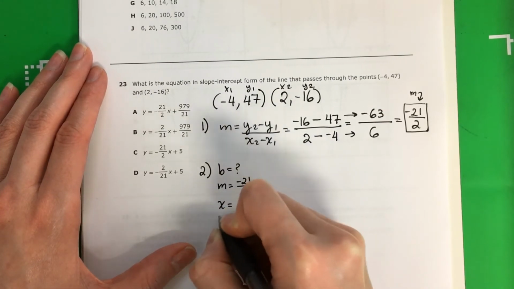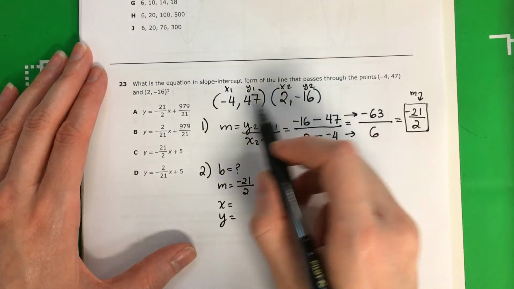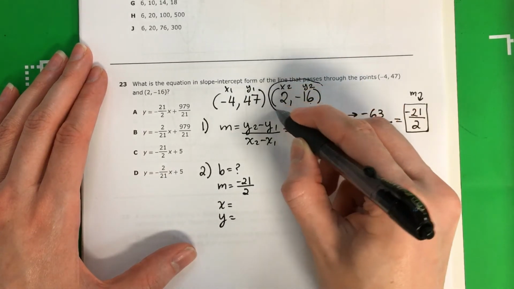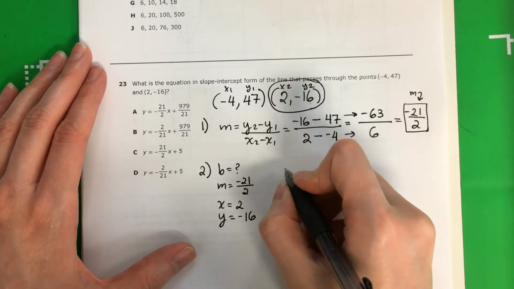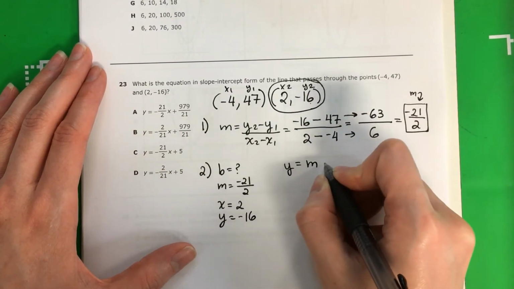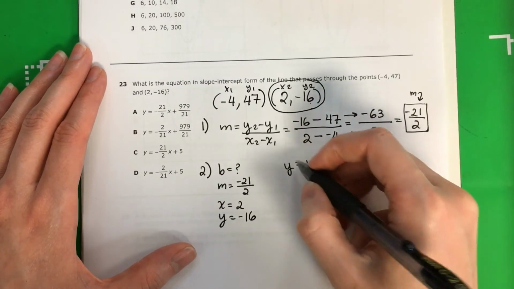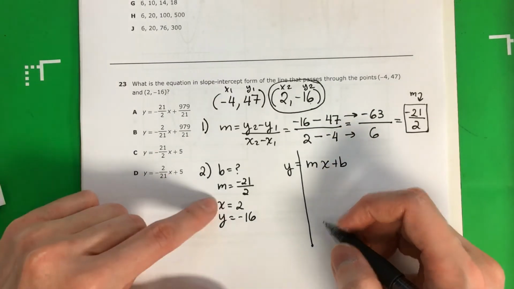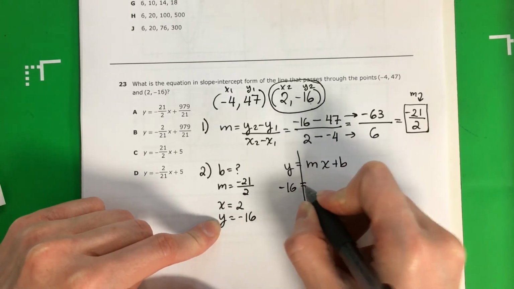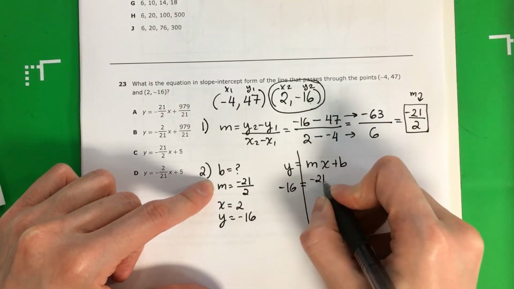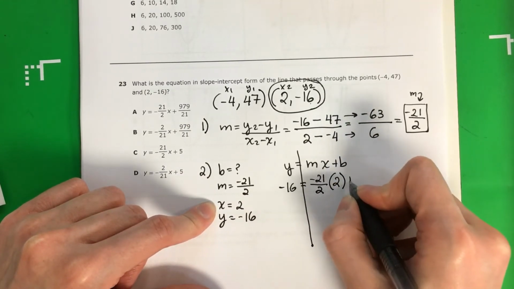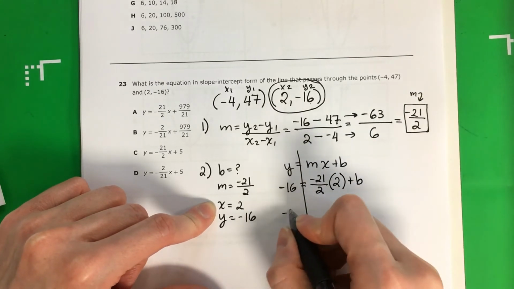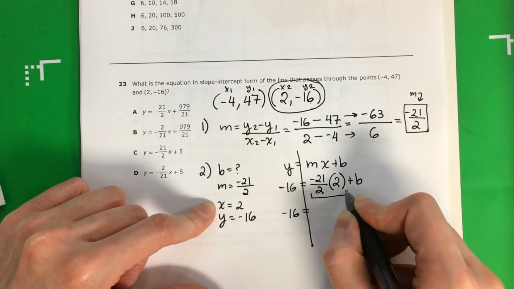And I need my x and y. I'm going to pick one point. I'm going to pick this one because it's a little smaller. So x is 2 and y is negative 16. I'm going to use my slope-intercept formula. Y is negative 16 equals m, negative 21 divided by 2, x is 2. Let's put that in parentheses. Copy plus b. Copy negative 16 equals, put this in the calculator, negative 21 divided by 2.